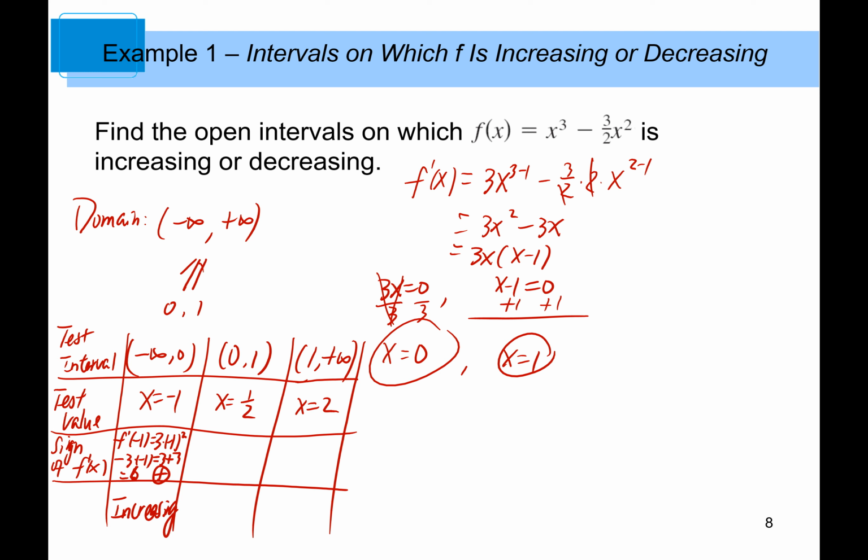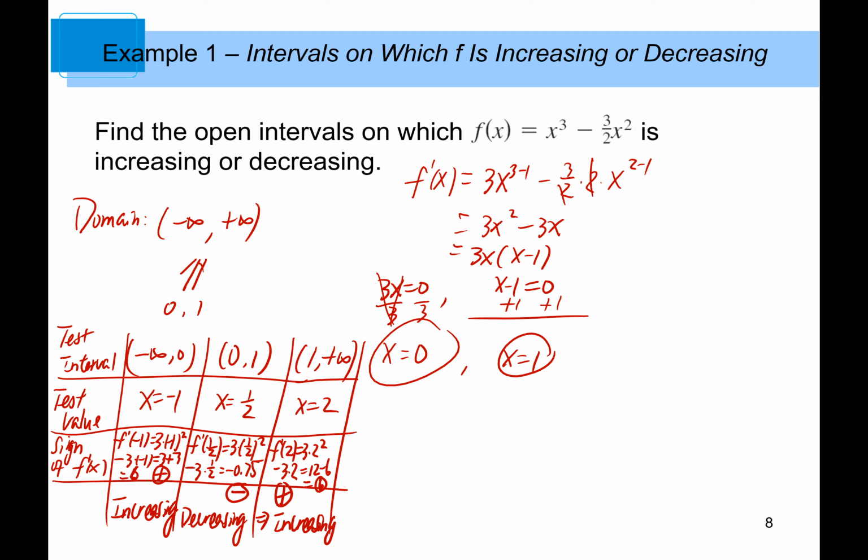For the second one, replace x with half in the first derivative. So we get 3 times half squared minus 3 times half, which ends up with negative 0.75. So this is definitely negative. Negative indicates a decreasing interval. And the third one, 3 times 2 squared minus 3 times 2, which is 12 minus 6, which is also 6. 6 again is positive. That gives us an increasing interval.